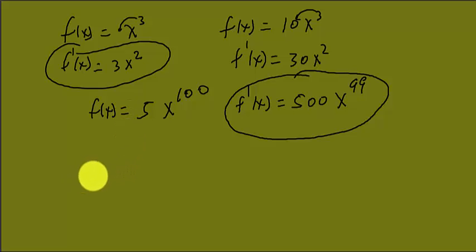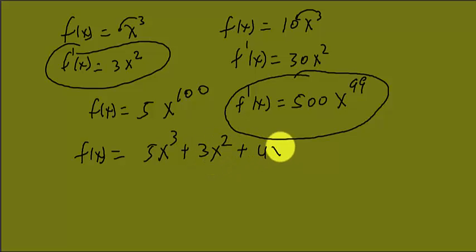So if you have a polynomial like, let's say, f of x is equal to 5x to the third plus 3x to the second plus 4x plus 10. Remember, this is a constant. So it has x to the power of 0. You don't have to write that, but I'm going to write that just for right now so I can show you what happens to that.